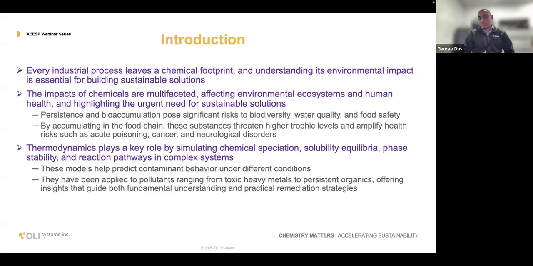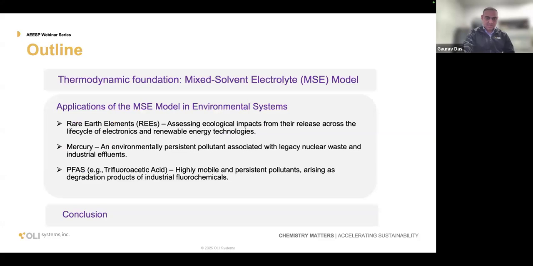So in my talk today, I'll show how to use thermodynamic modeling in order to garner understanding of toxic pollutants, starting from heavy metals to persistent organic compounds such as PFAS. Here is the outline of my talk.